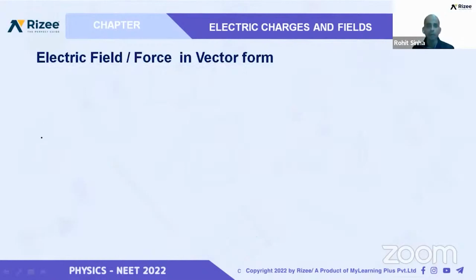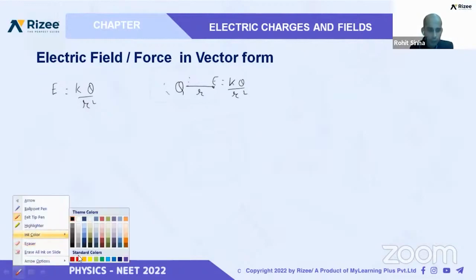Electric field in vector form. Now we know the electric field formula which we obtained earlier in class, kq by r square. We have discussed that if q is the charge, then at a certain distance r, the electric field will be kq by r square, in our previous lecture. Now, when we have to find the electric field in vector form, how will we find it?